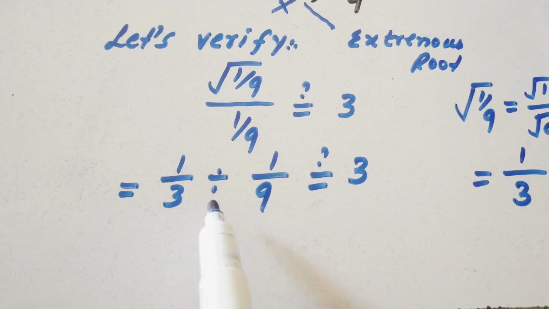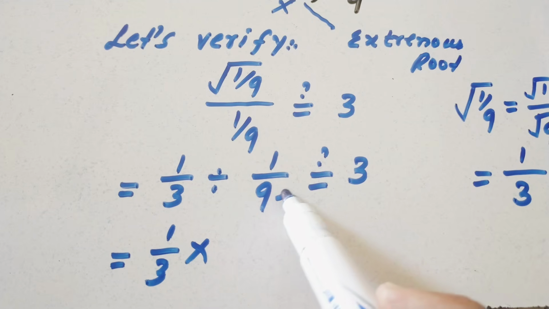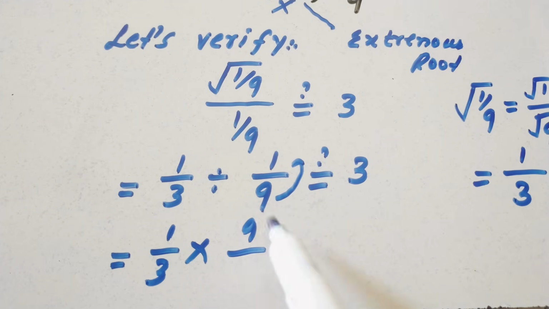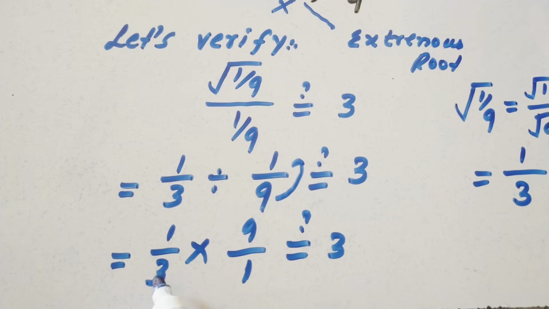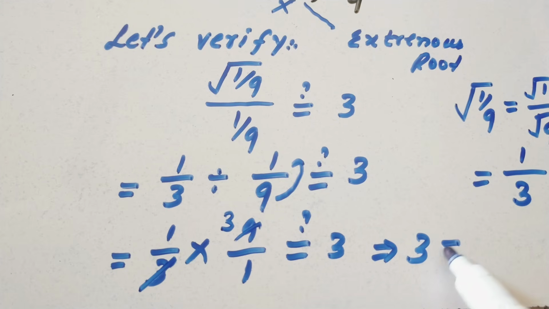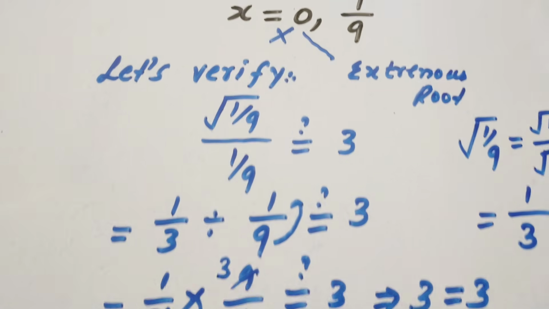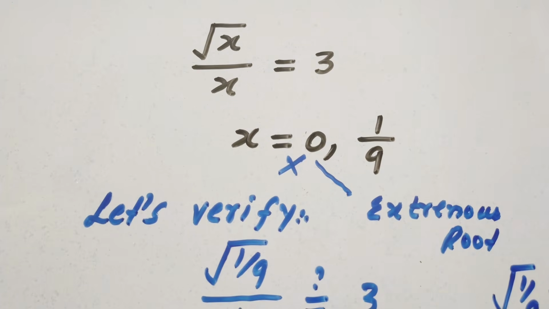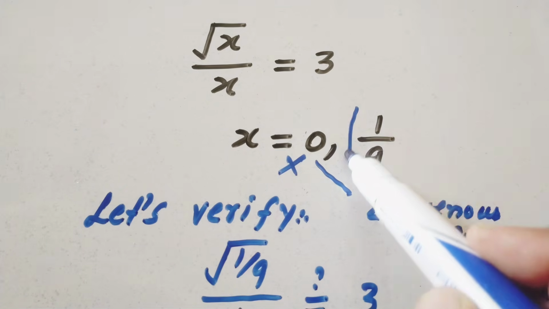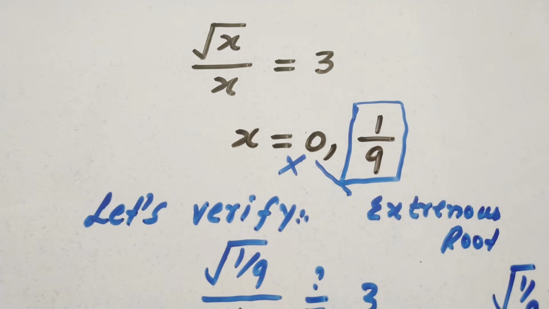Now change the sign of division into multiplication. So by changing, this denominator will become numerator and numerator will become denominator, whether it is equal or not equal to 3. And here 3 multiplied by 3 we get 9. So we have left hand side is equal to right hand side. Hence our value of x which is 1 by 9 is the only real solution for the given expression. Now let's try the second method.